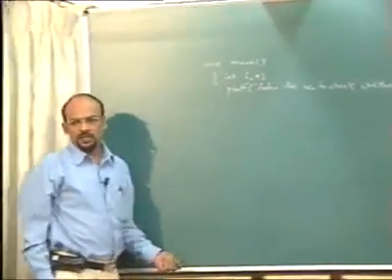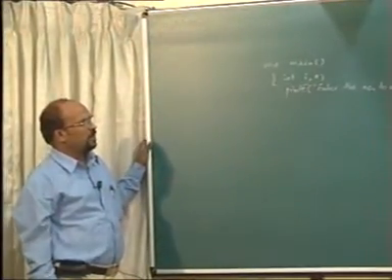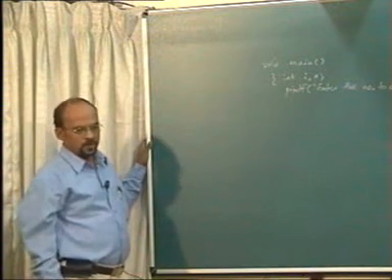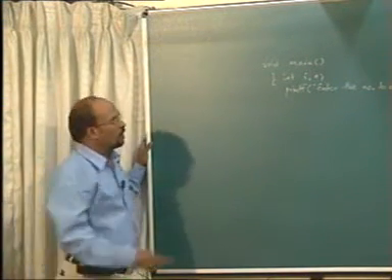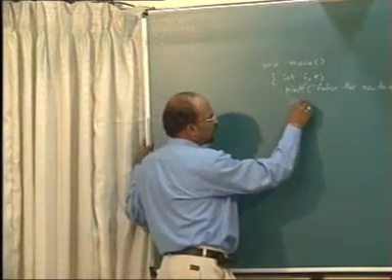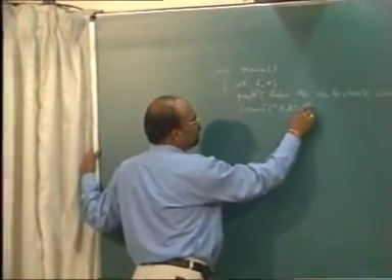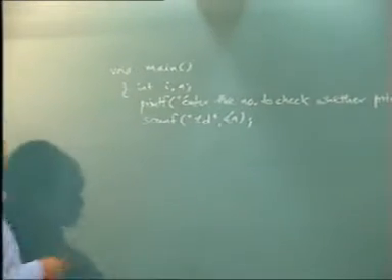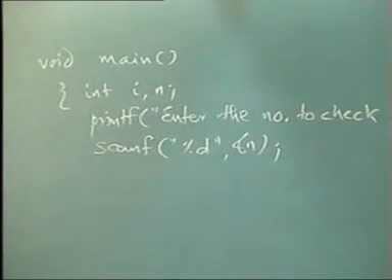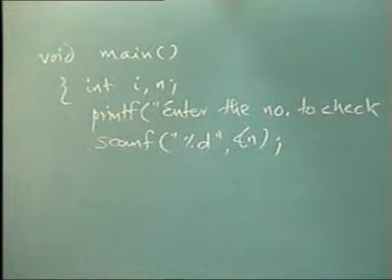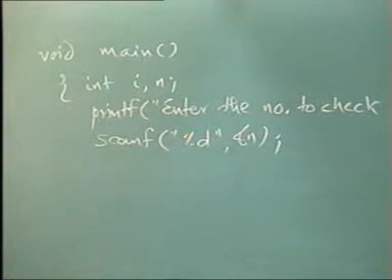Give a complete message: Enter the number to check whether prime, so that the user will come to know what he is entering the value for. We did not give the name n etc. because that n, m, a, b has got no meaning with respect to the user. With respect to the programmer, we are saying that n is the input data.